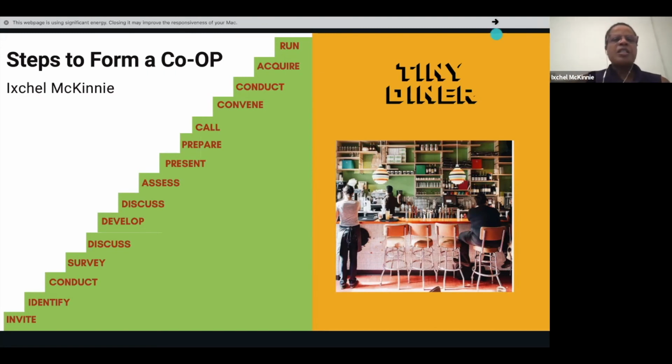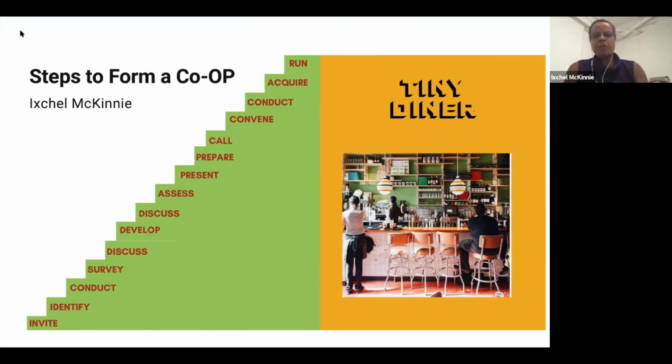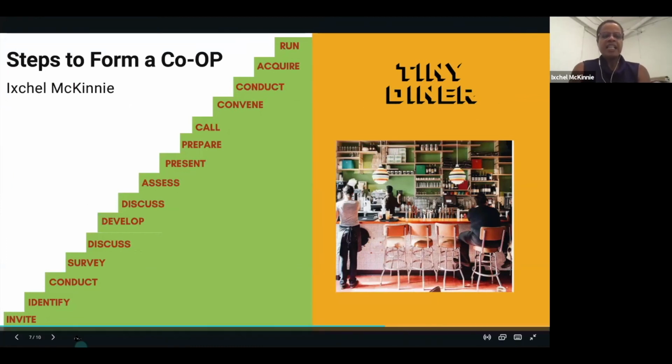And then there's a call for members. You convene to establish the cooperative. You conduct a membership drive. From there, you acquire the financing necessary to buy the business and actually buy the business. So acquire the financing, and acquire the business, and then you run the cooperative.